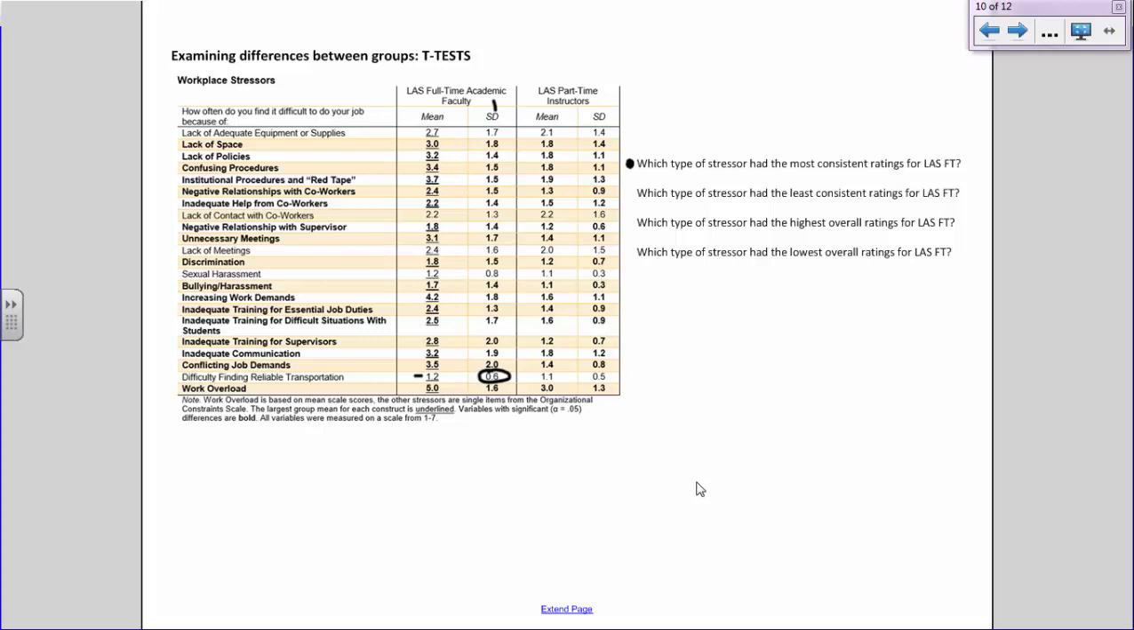All right, so I want you to try the next one. Pause the video and figure out by looking at the table which type of stressor had the least consistent ratings for LAS full-time faculty, and you're still looking here.